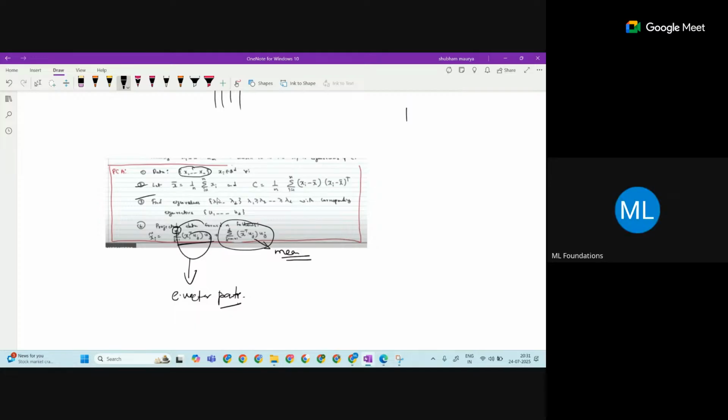Even if your data is centralized, it doesn't matter, you have to follow the steps. If it is centralized, then your mean part would be 0 anyhow, and there is no reconstruction error. You will get the same data. In the second step itself, we are centralizing it: Xi minus x bar. That is the centralizing part.